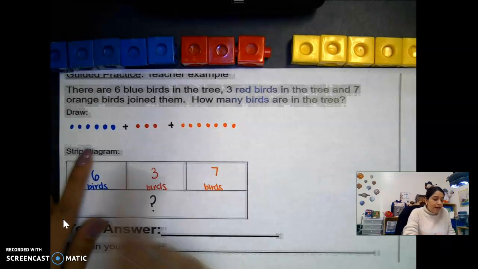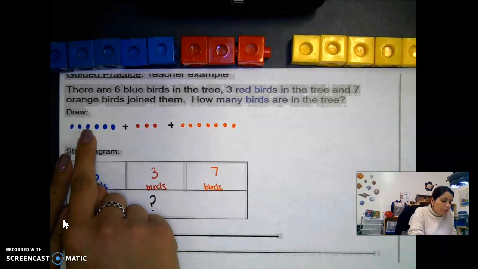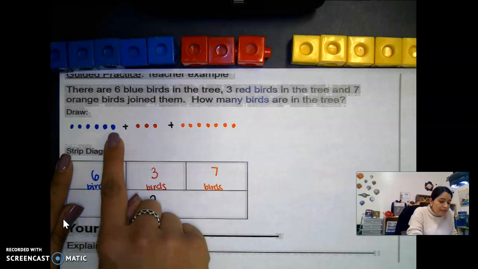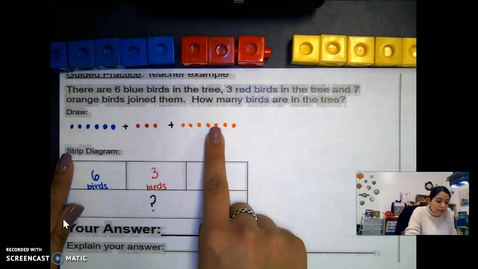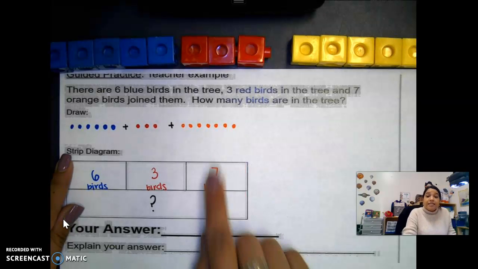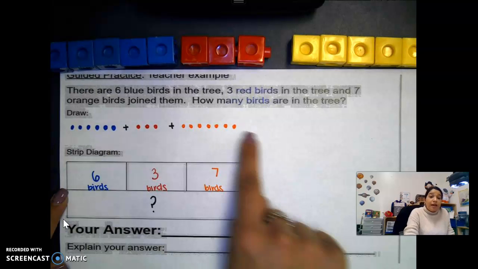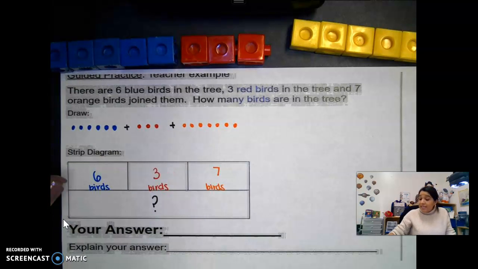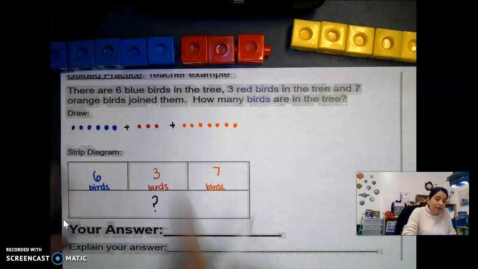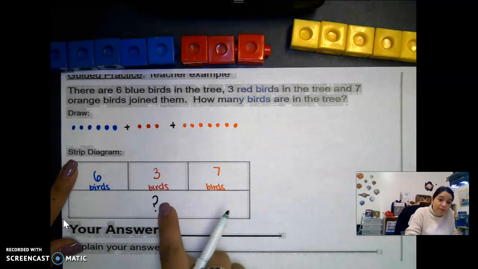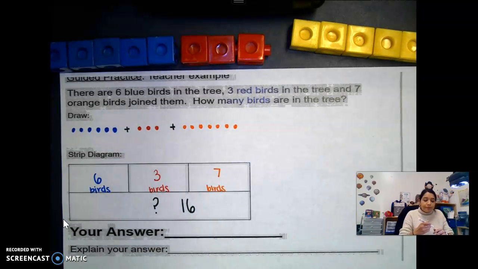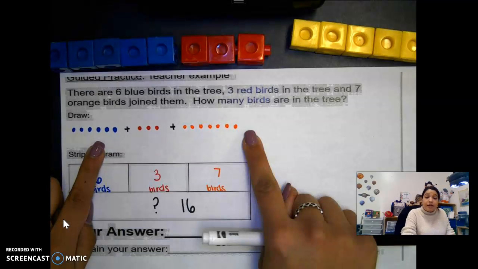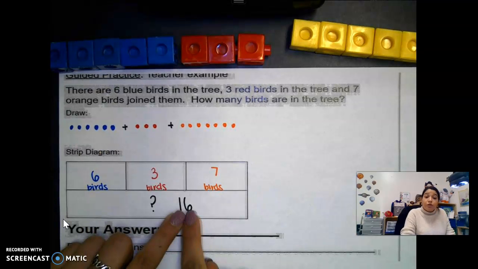So let's go ahead and count. 1, 2, 3, 4, 5, 6, 7, 8, 9, 10, 11, 12, 13, 14, 15, 16. How many do we have all together? 16. So we found that our mystery number is 16. Because we added them all together and our total number was 16.